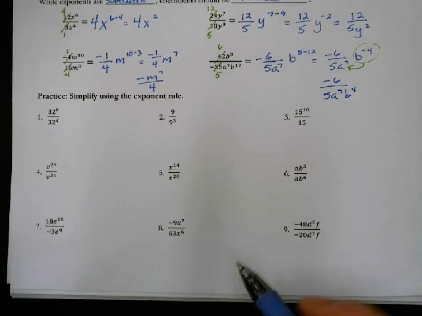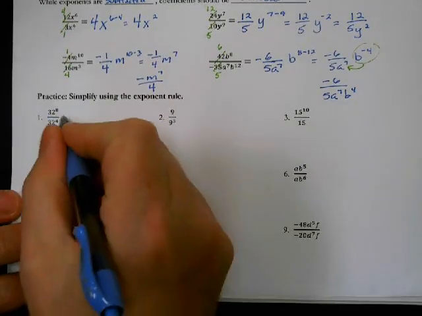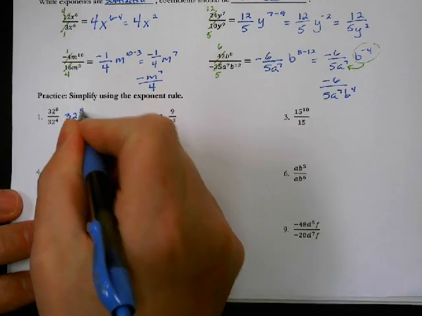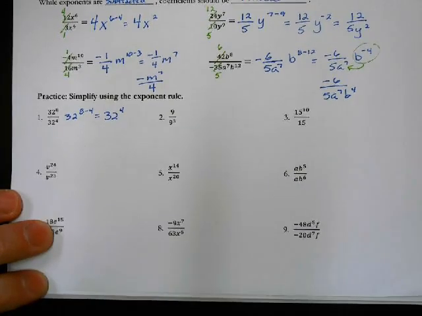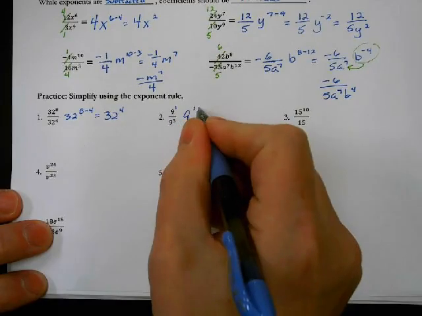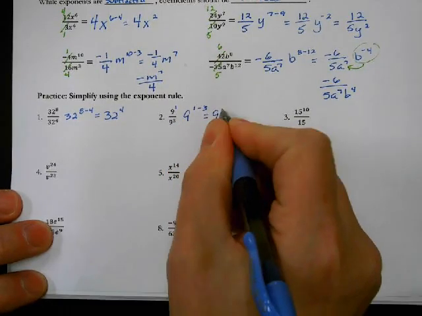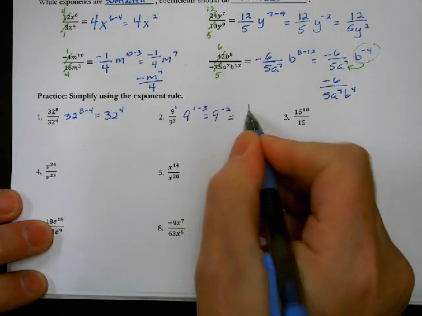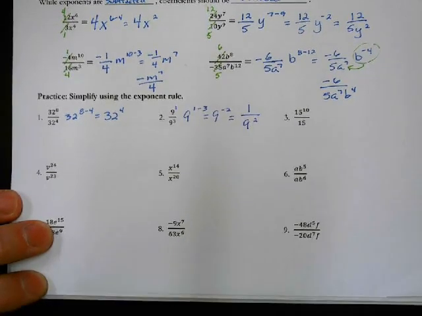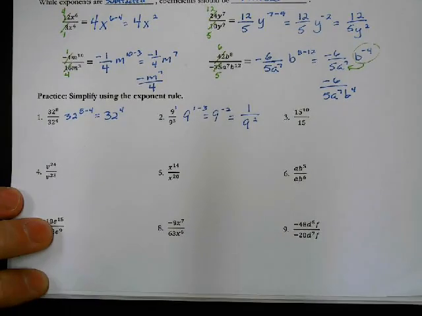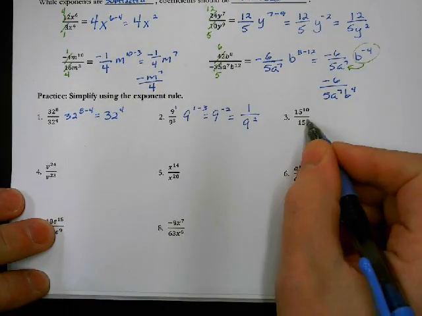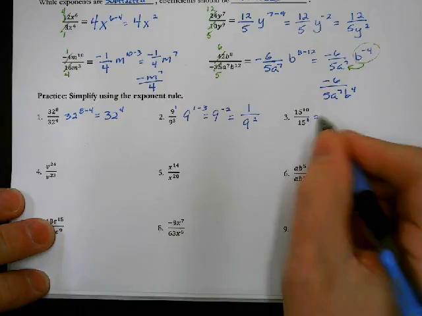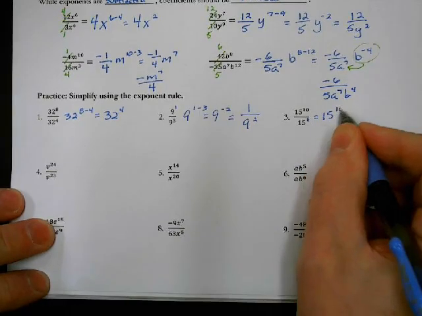Here we go. Base of 32. We do 32 to the 8 minus 4, which becomes 32 to the 4th power. Next one. This is 9 to the 1st. So I do 9 to the 1 minus 3. That's 9 to the -2nd. And that indicates that I get 1 over 9 to the 2nd, or 1 over 81. Next one. I've got 15 to the 10th and 15 by itself. That means 15 to the 1st. So this would be 15 to the 10 minus 1, which is 15 to the 9th power.